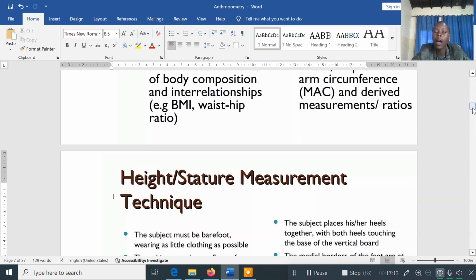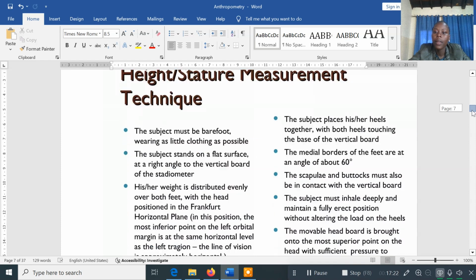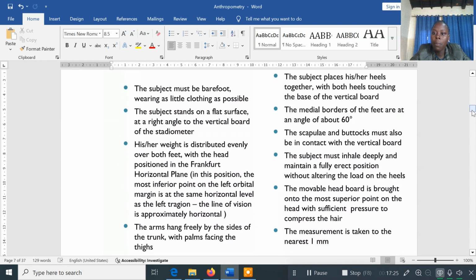Or if you're using that stadiometer, the heels have to be touching the base of that vertical board. Then the medial borders of the feet are at about an angle of 60 degrees, okay. The feet have to be together, heels touching the board, and the medial borders at least should be about 60 degrees, not so apart. Then the scapulae and the buttocks must also be in contact with the vertical board.